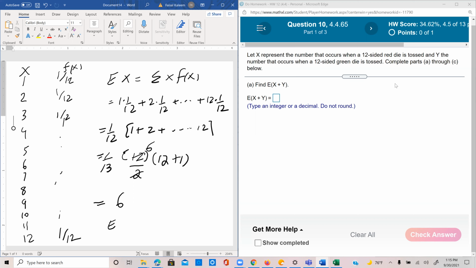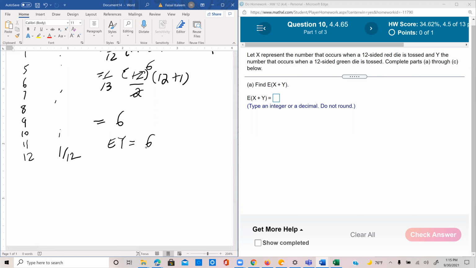E of Y will also be 6 because that's also a 12-sided die. And we have to find E of X plus Y. So that's just E of X plus E of Y. 6 plus 6 equals 12.